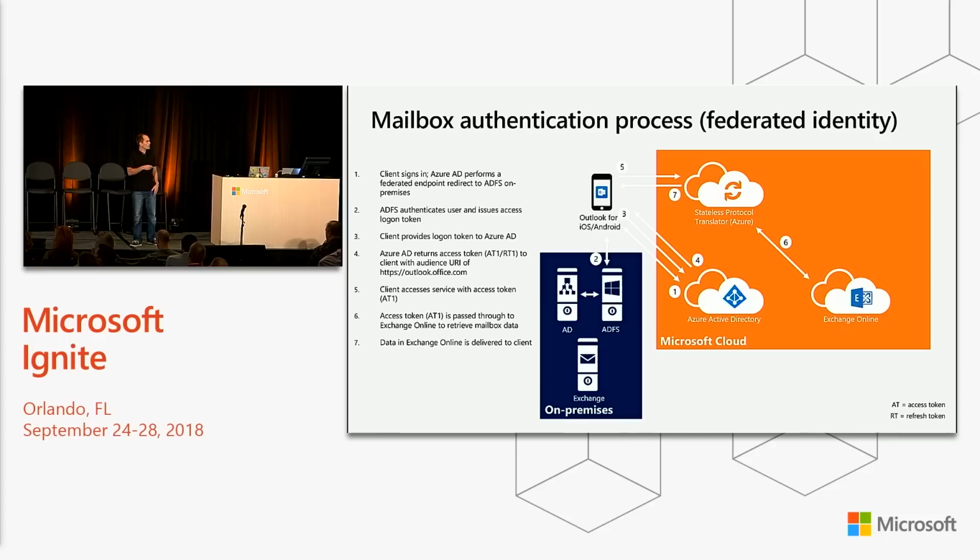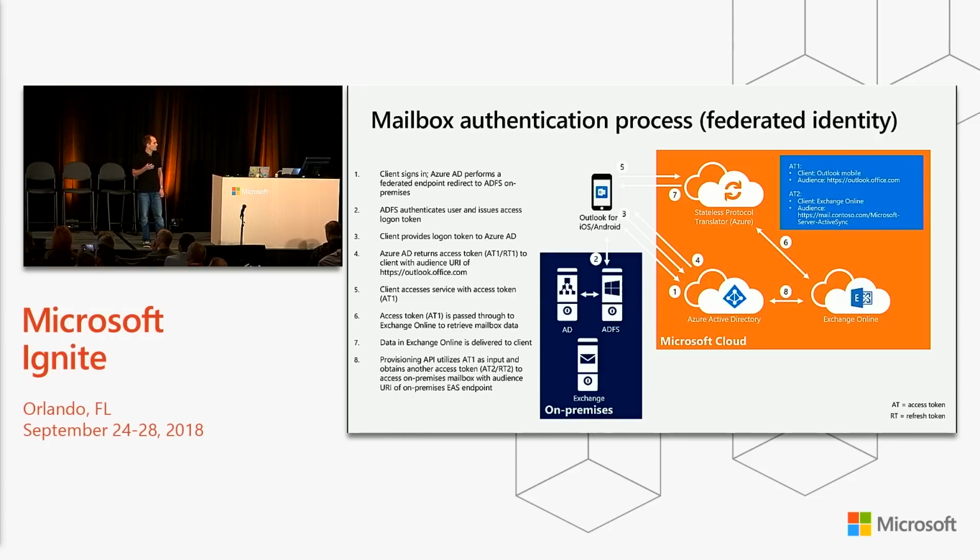Now, what happens if we throw in a hybrid modern authentication enabled on-premises mailbox into the mix? Well, we have to do two more steps. First, we have to obtain a second access token. Using the first access token obtained for the user, we obtain a second token on behalf of that user. This second token is scoped between Exchange Online and the on-premises environment. That second token is then used to authenticate the user against Exchange on-premises, providing access to the user's mailbox data within the on-premises environment.